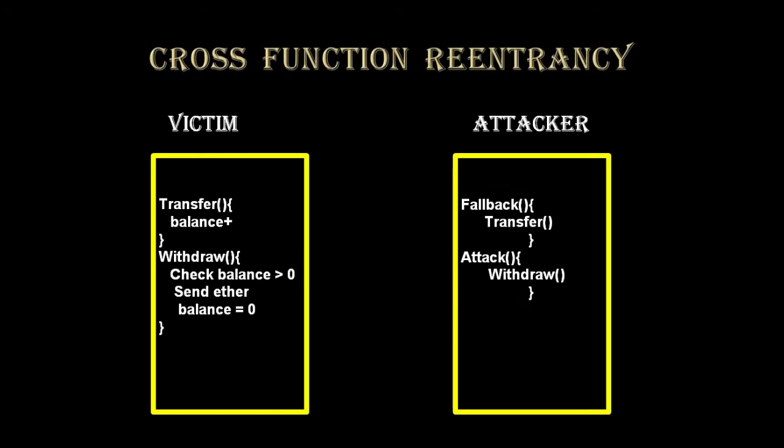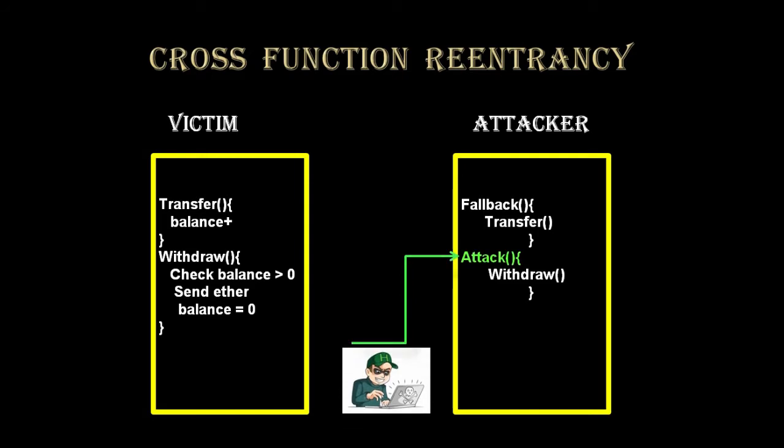Cross function reentrancy is a little different from single function reentrancy. The way is this. First the user calls the attack function. This will call the withdraw function inside victim contract. After checking balance and sending ether, victim contract sends ether to attacker and the fallback function is triggered. The transfer function, which is written under the fallback function, calls the transfer function of victim contract, and the balance will increase. The same process will keep on until the attacker's balance is updated in victim contract.